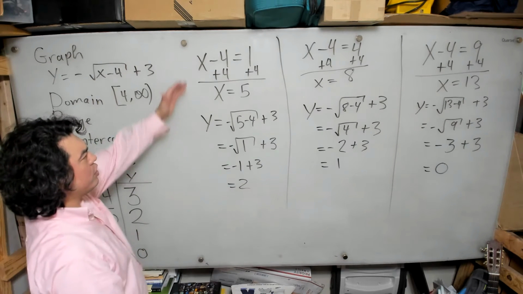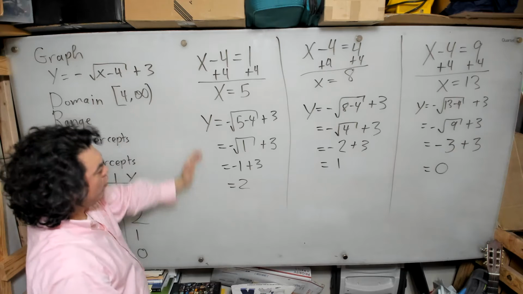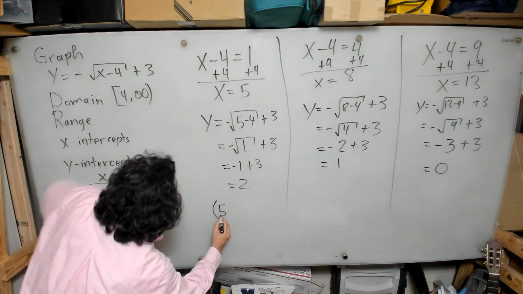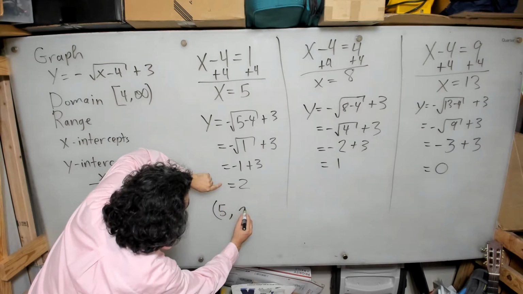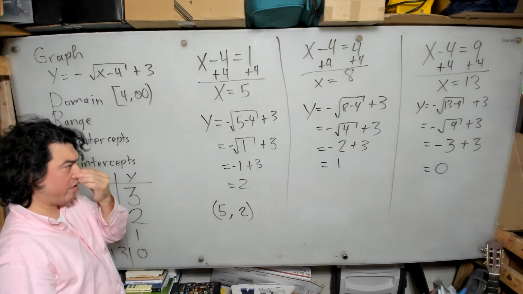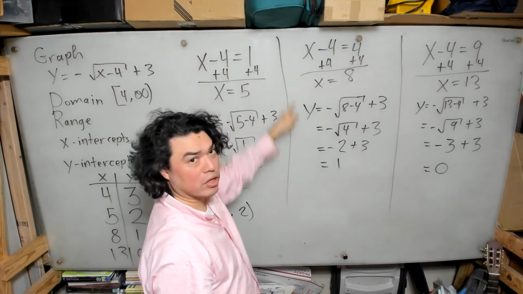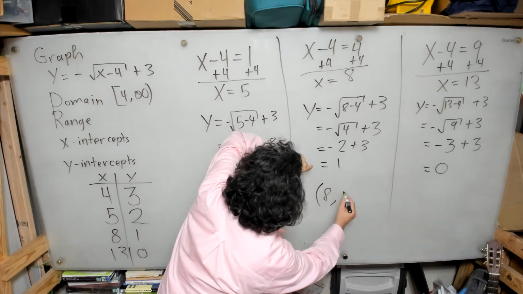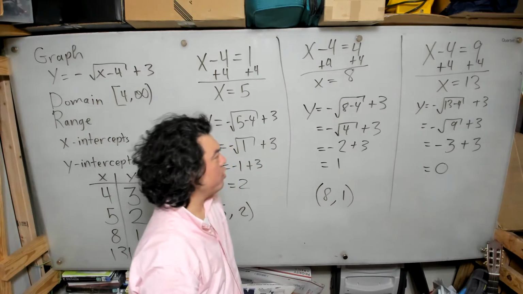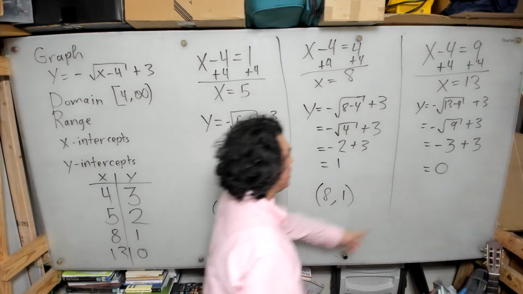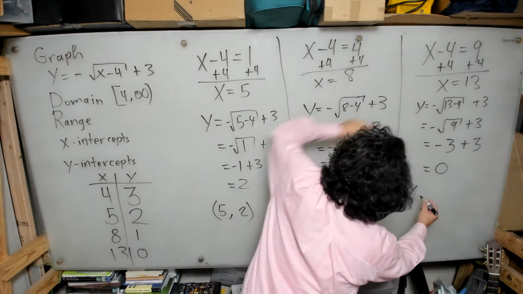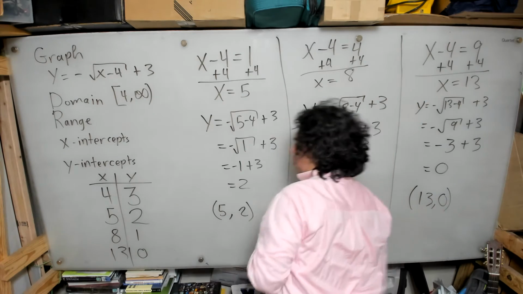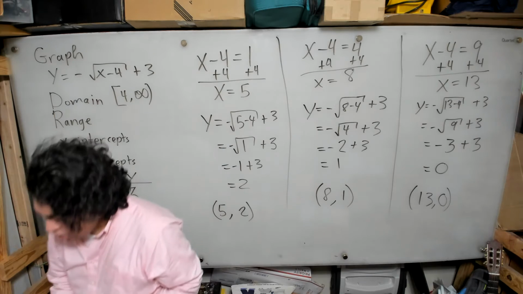So in other words, just to recap, what this column of calculations told us is that the point 5, comma 2 is on the graph of my square root. What these calculations tell us is that the point 8, comma 1 is on the graph of the equation. Okay? And what these calculations tell us is that the point 13, comma 0 is on the graph of the equation. Okay?